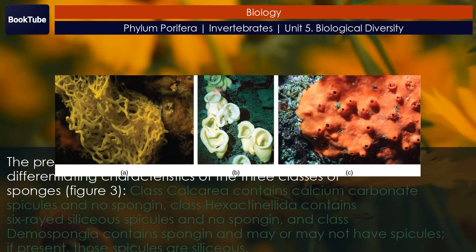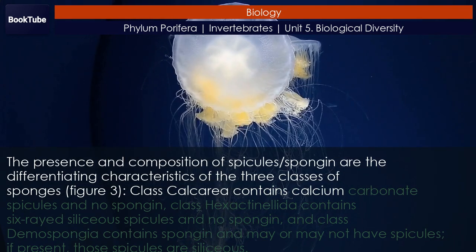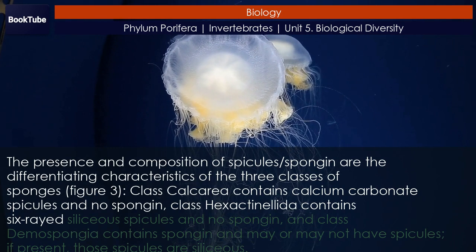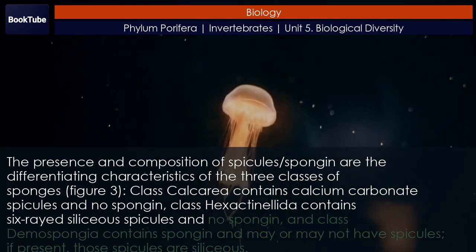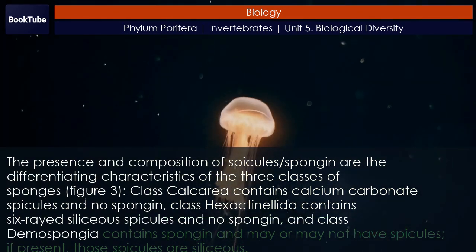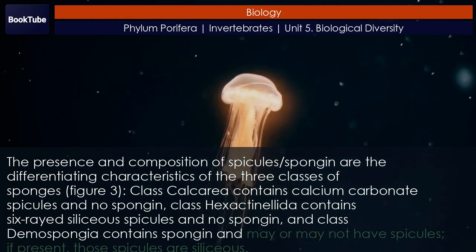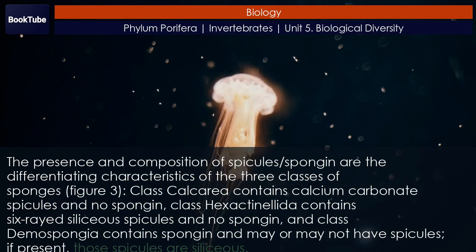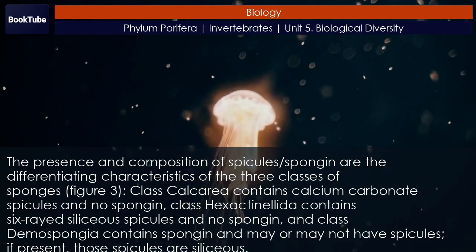Figure 3. Class Calcarea contains calcium carbonate spicules and no spongin. Class Hexactinellida contains 6-rayed siliceous spicules and no spongin. And class Demospongiae contains spongin and may or may not have spicules. If present, those spicules are siliceous.